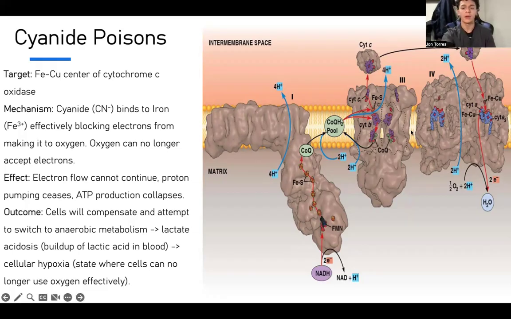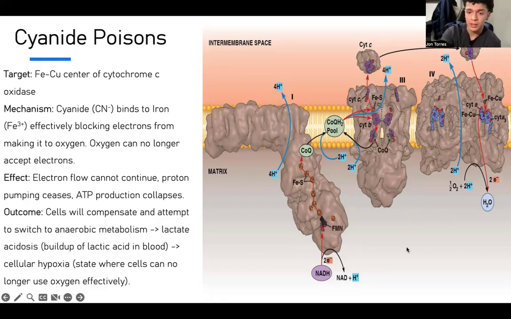So cyanide, this highly electronegative molecule, will bind to iron, this very positive molecule. So when we bind to iron, electrons cannot make it to oxygen.